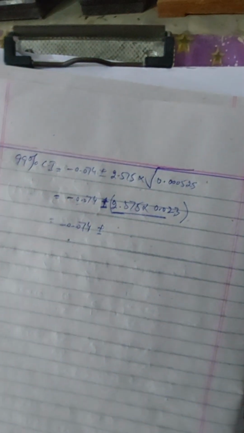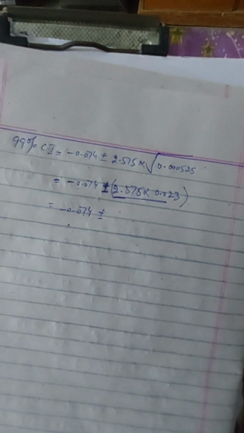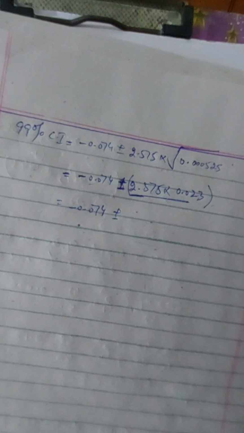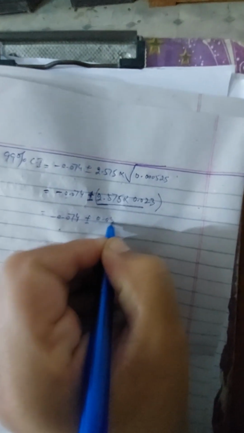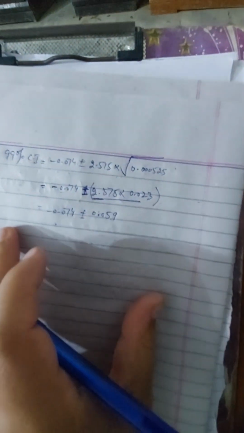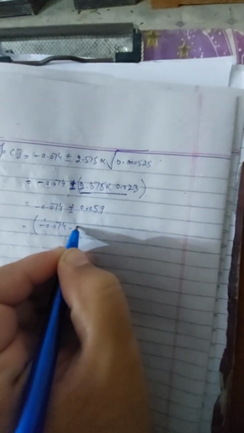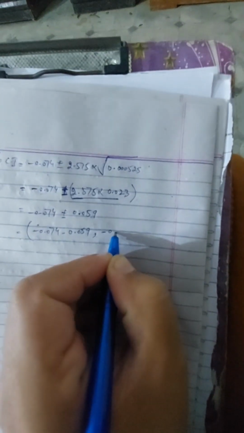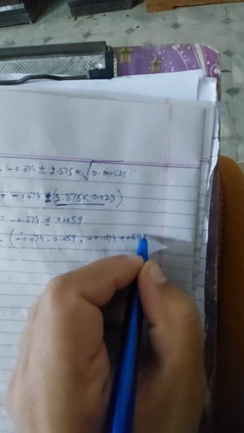Now multiplying these two and then adding and subtracting from this, we get minus 0.074 plus minus, and when 0.023 is multiplied by 2.575, it gives us 0.059, or 0.06 we can say. So first we will do the subtraction on the left hand side, and then on the right hand side of the interval we will do the addition of 0.059.